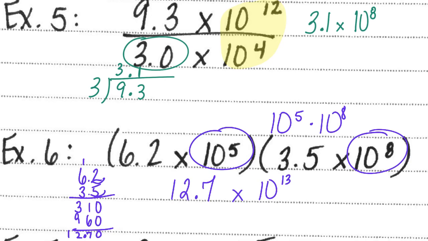Now, here's where things get a little bit more difficult. Notice I have 12.7, but don't I want 1.27? All right, so here's what I tell my students. When you go from 12 to 1, you're making the number smaller. When I make this number smaller, I have to make the exponent bigger. If I make the number bigger, I have to make the exponent smaller.